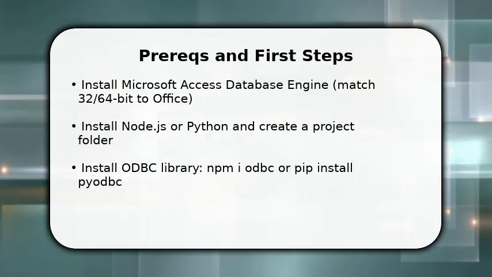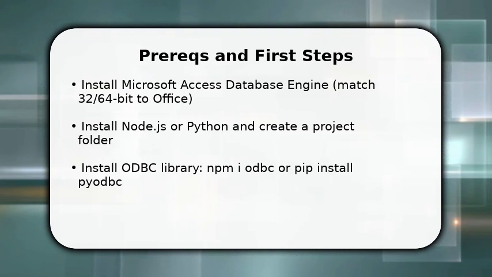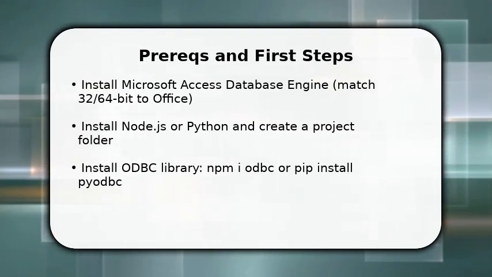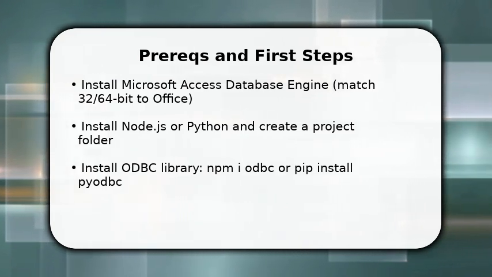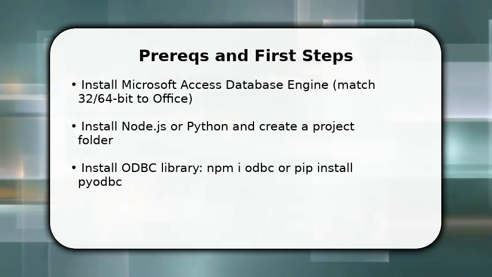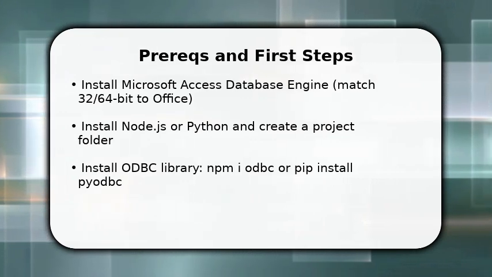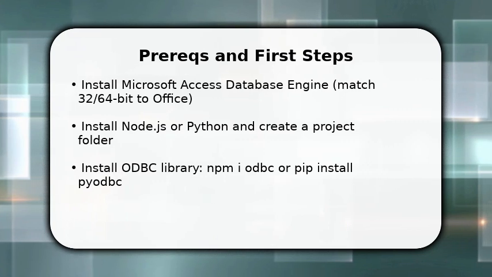You start by preparing the environment. Install the Microsoft Access Database Engine that matches your Office bitness, because ODBC requires consistent architecture. Once done, install Node.js or Python and make a project folder so your code stays organized.